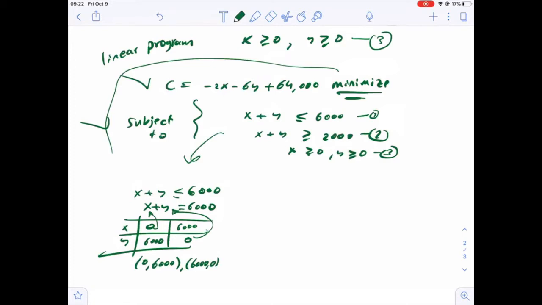For the second one, we have x plus y greater than or equal to 2,000. So we make it an equation.